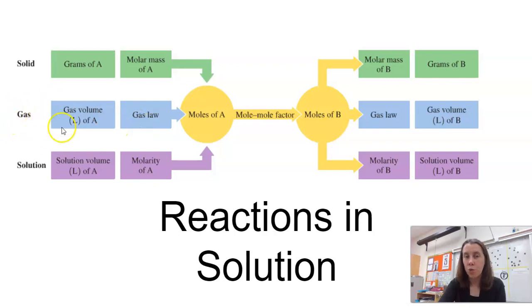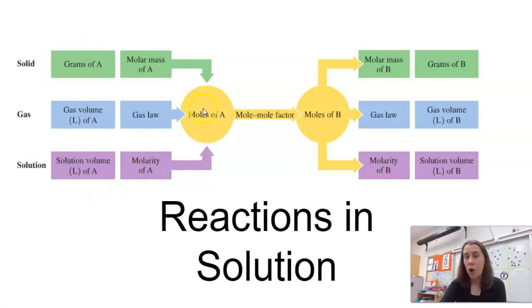We could use the ideal gas law to get from the amount of gas to the moles. Or now we know that we can use the concentration of a solution to get from the volume of the solution to the number of moles using the molarity. So we're going to combine the three of these, right?